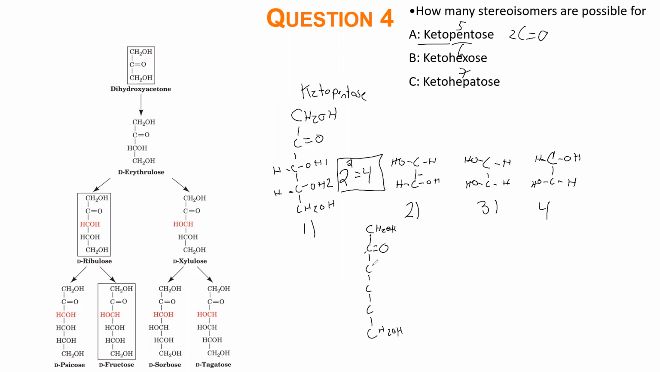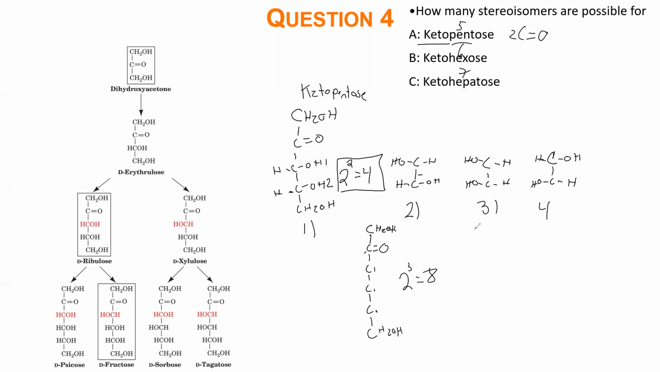That means 1 chiral carbon, 2 chiral carbons, 3 chiral carbons. So we have 3 different chiral carbons. So this is 2 raised to the power of 3, which is 8 possibilities.